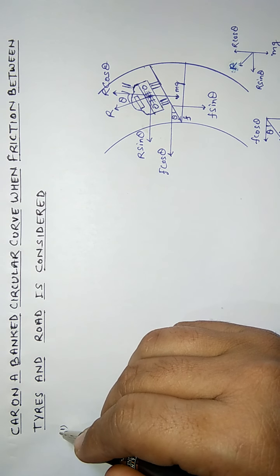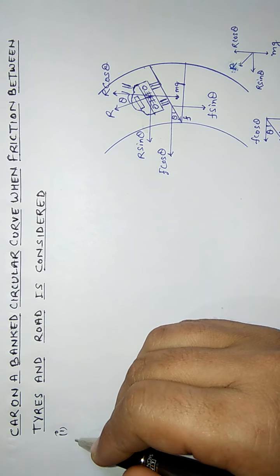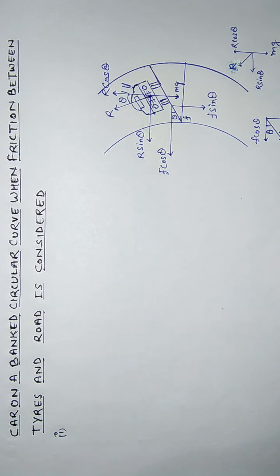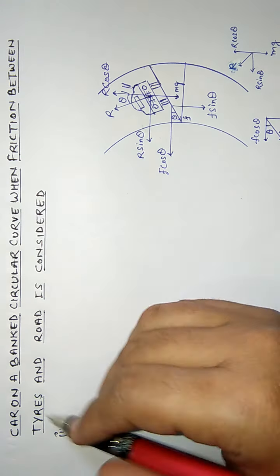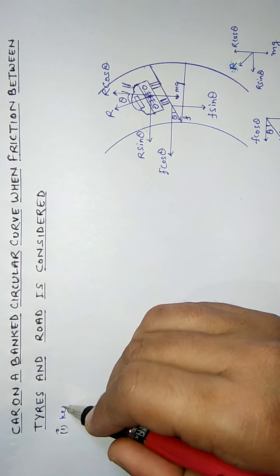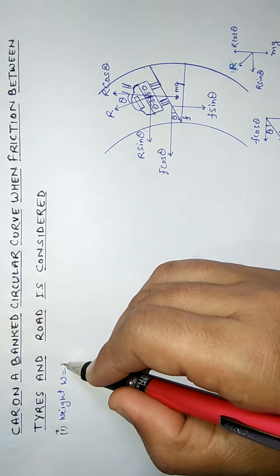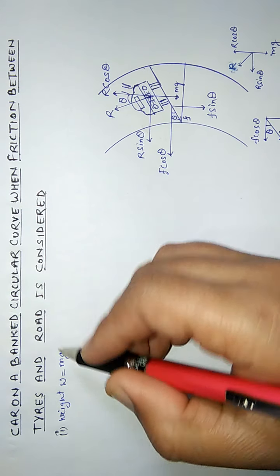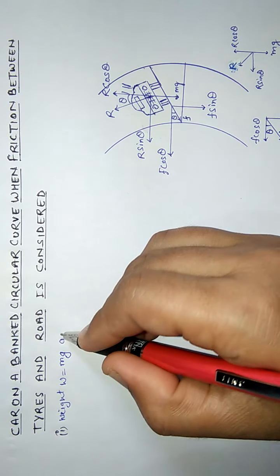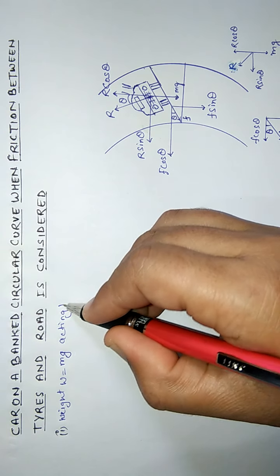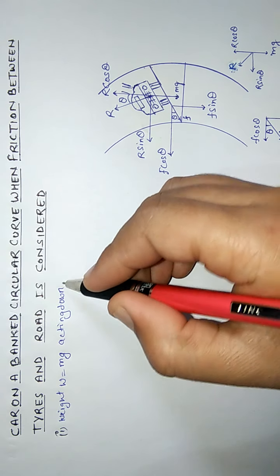First, it is the weight of the car, weight W, which is equal to mg, acting downwards.